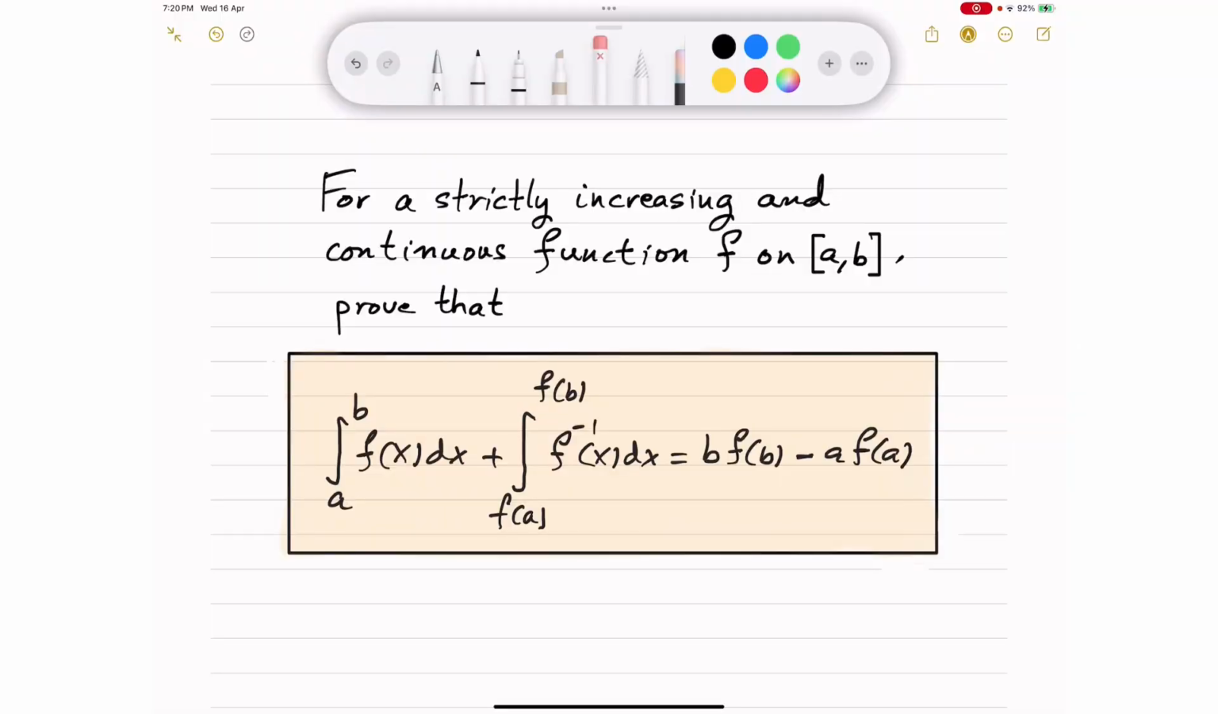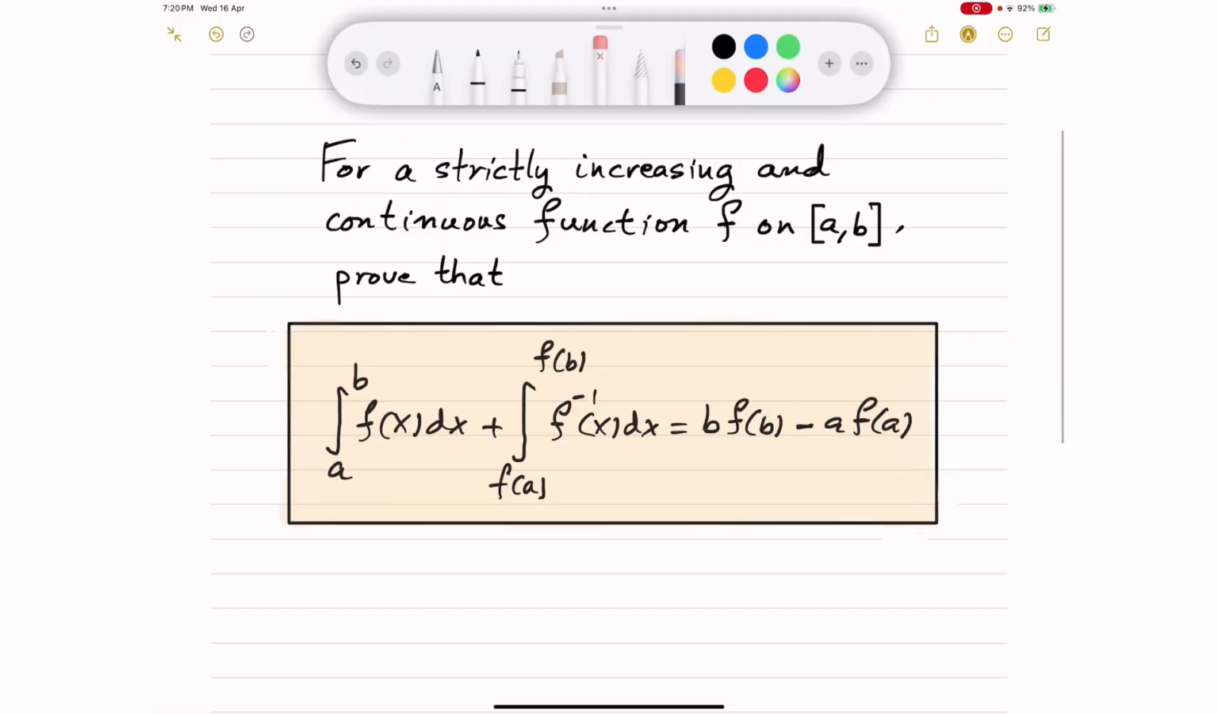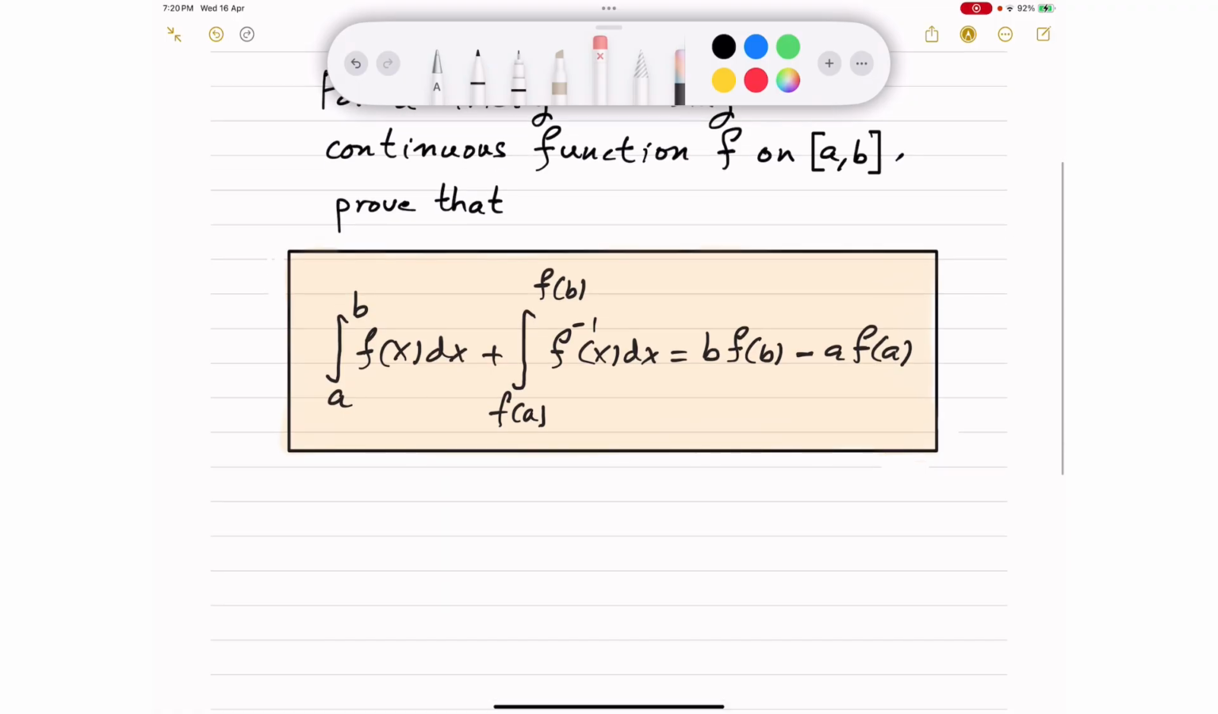In order to prove this, I will start from the second integral, and then I will use integration by parts to prove that it's equal to the right-hand side minus the first integral. And in that, I will be proving the property. So let's start with that.